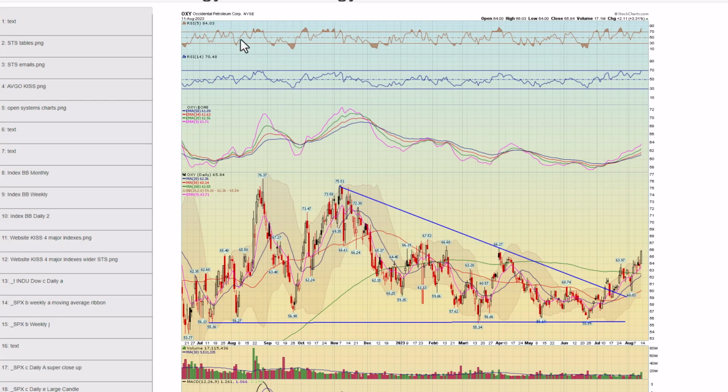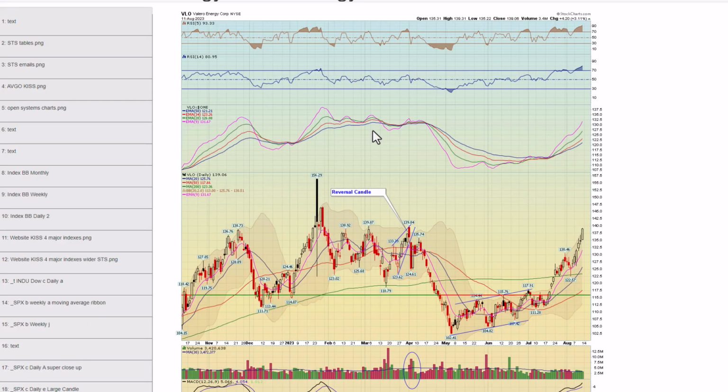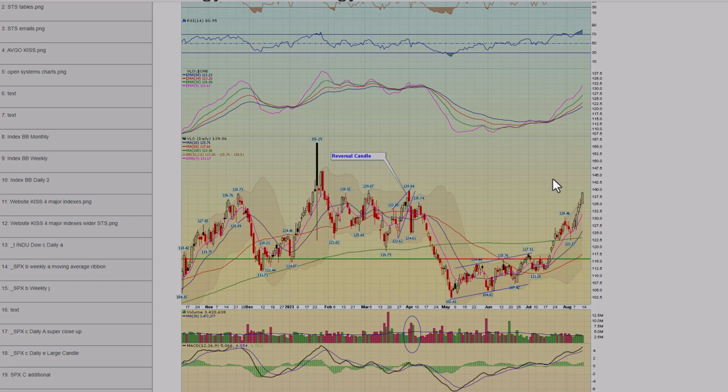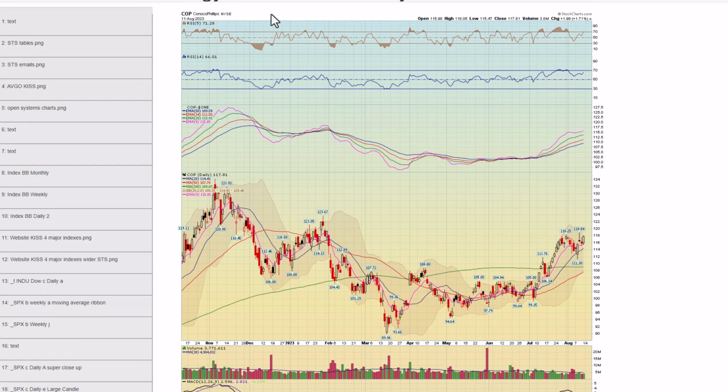So here's some individual names. Jabber 73, Oxy. This is Warren Buffett's favorite. That's been moving up nicely since breaking that downtrend line in July. Next, Jabber 74, VLO, another one that's been moving very nicely. Next, Jabber 75, COP, another one doing well. Again, easiest way is to really own the ETFs, but there's some individual names.